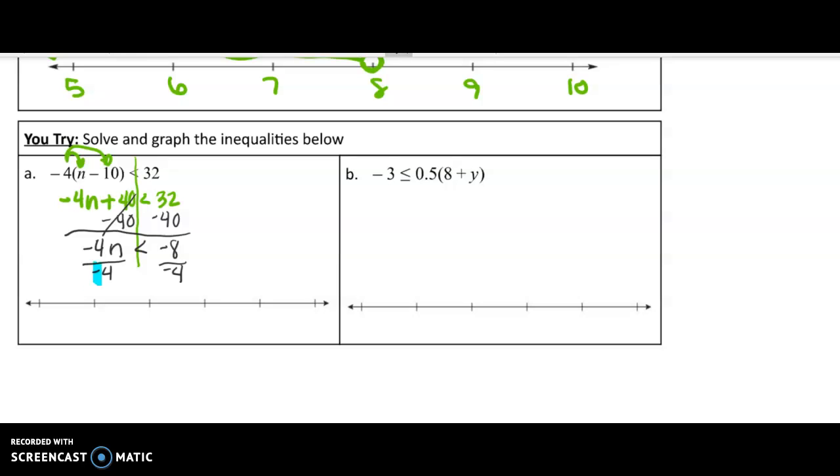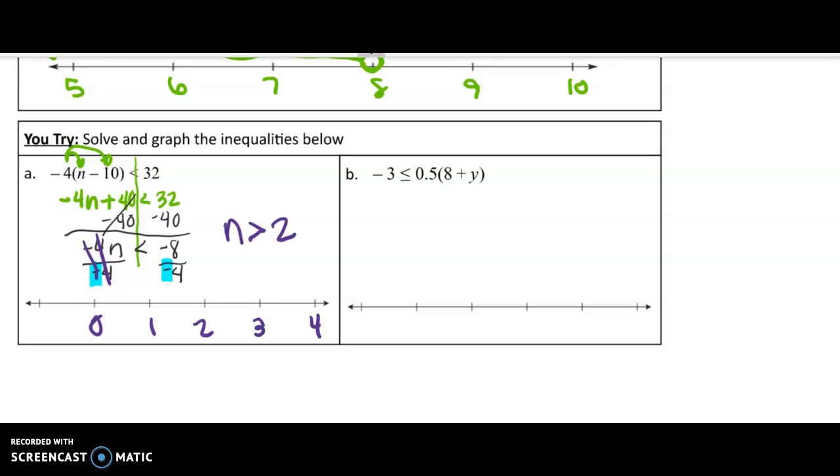I just divided by a negative on both sides, so that means my inequality is going to have to flip. So these cancel, and I have n. My inequality is going to go the opposite direction, so now it's a greater than sign, and -8 divided by -4 is positive 2. So I have 0, 1, 2, 3, 4.